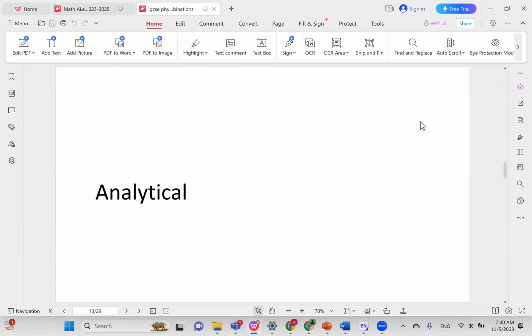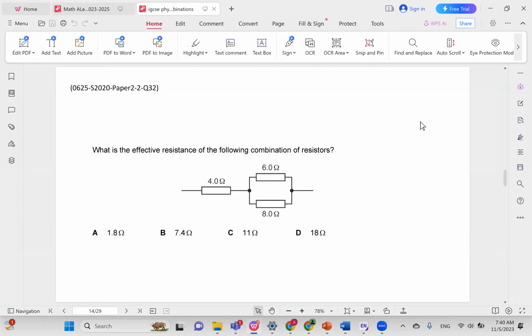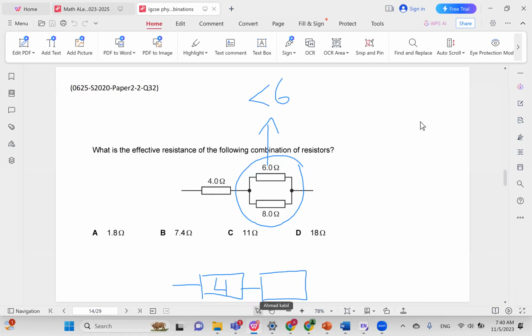We'll proceed now to more analytical questions. We want to get the total resistance of this arrangement or of this combination. So we said that the effective resistance of this part has to be less than 6. So this is as if we have a 4 ohm resistor connected to a resistor that is definitely less than 6. This sign means less than. It's an inequality sign.